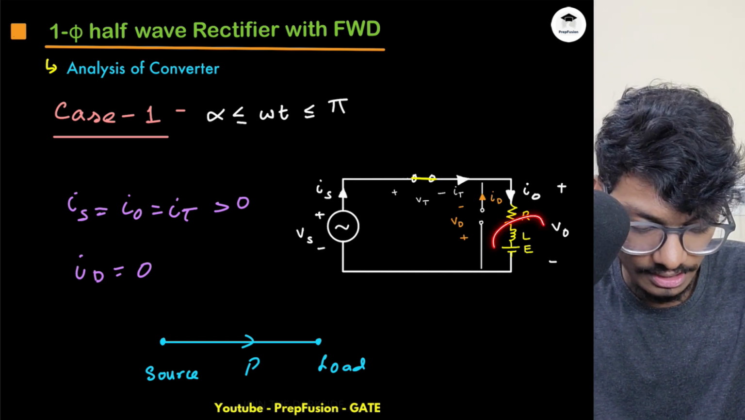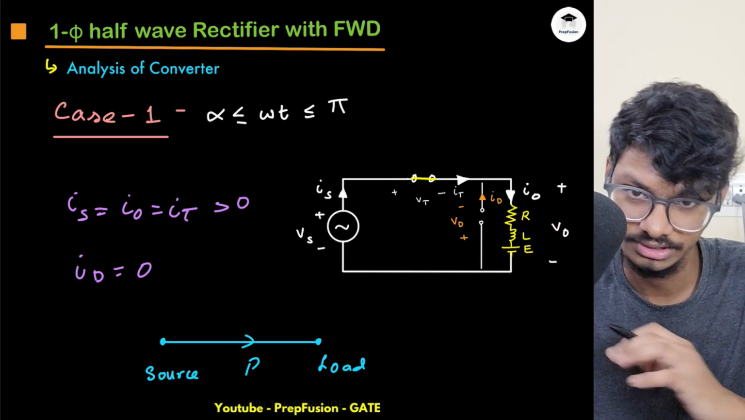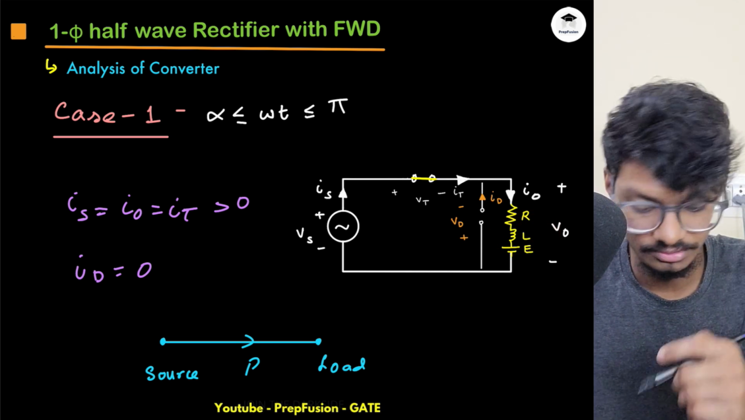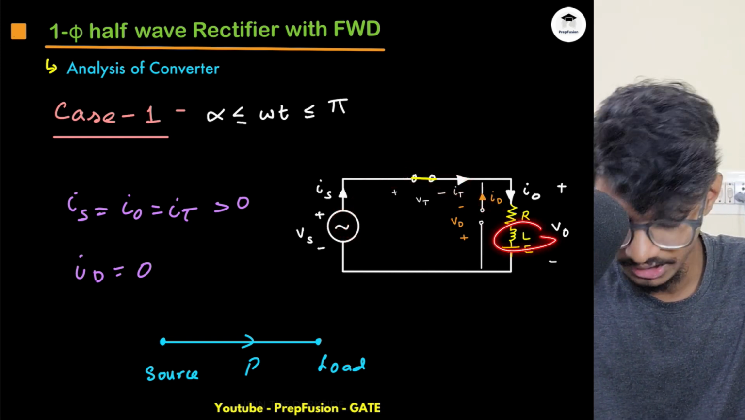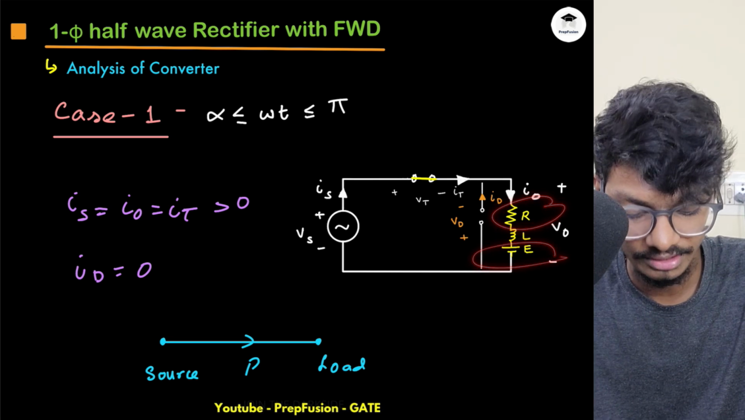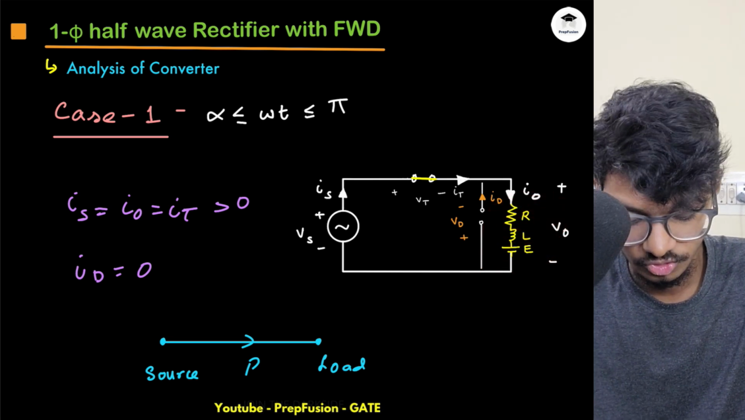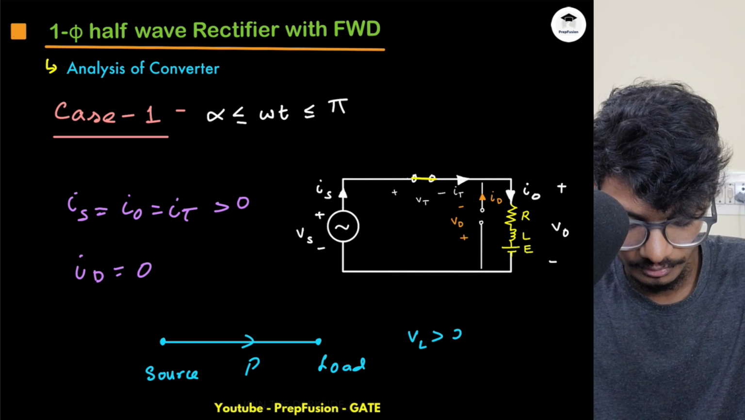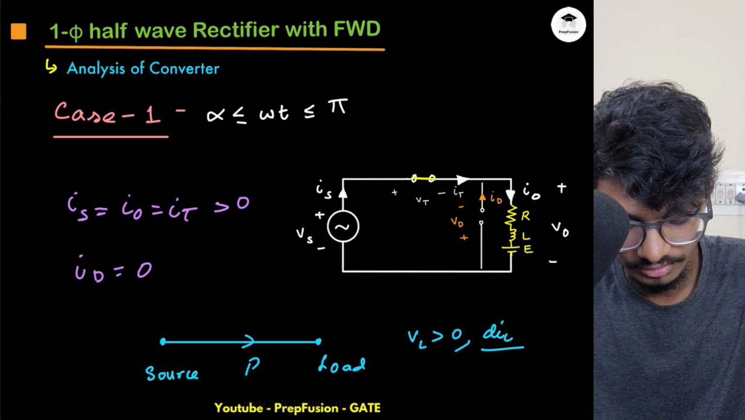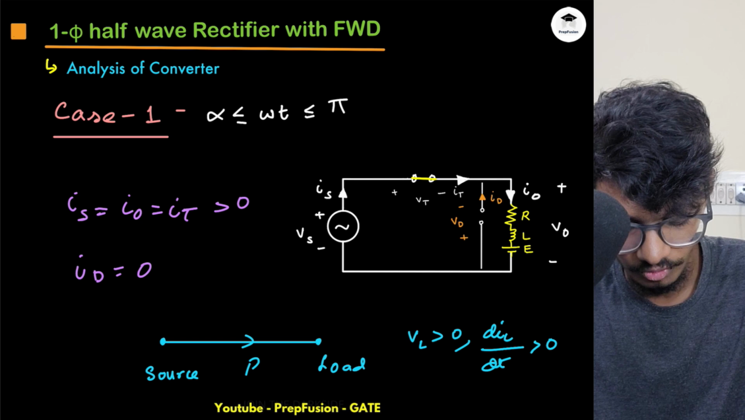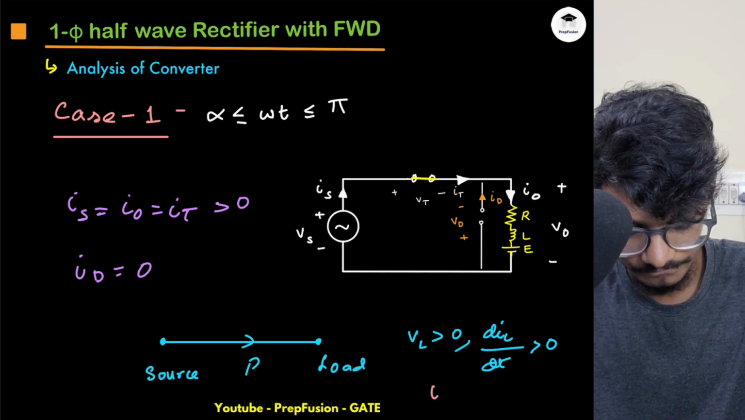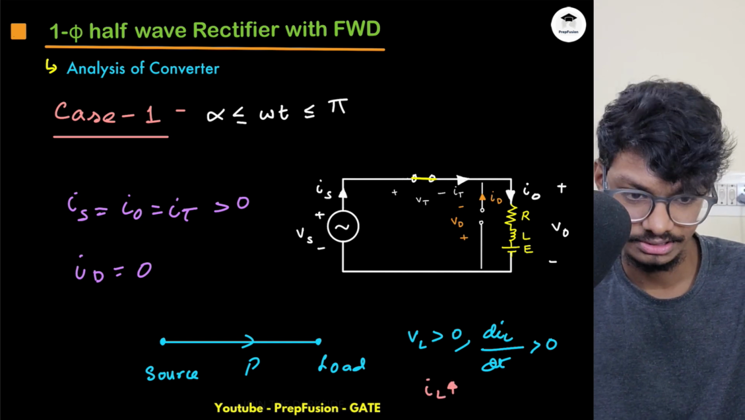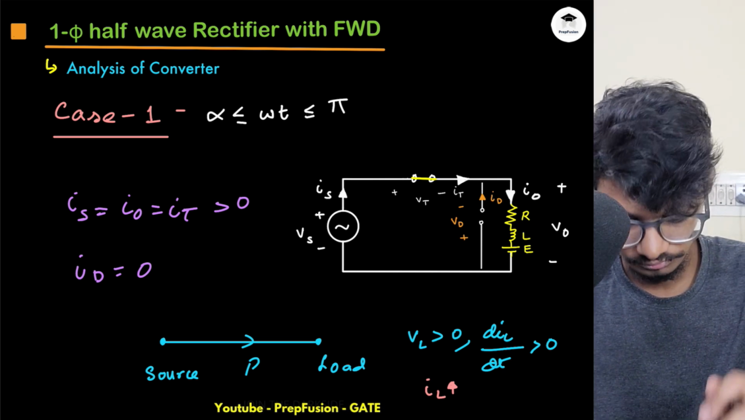And what do I know? The inductor will be energizing now, because the power is flowing from source to load. The power will be dissipated in the resistor and battery, but it will also be stored in the inductor. So my VL will be positive, and my dIL by dt will be greater than 0. That means my IL is increasing.